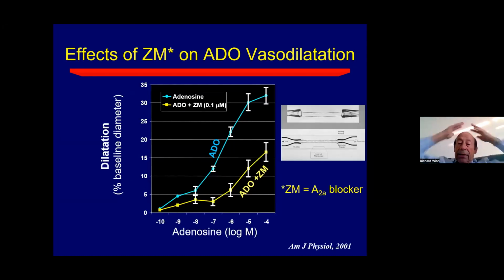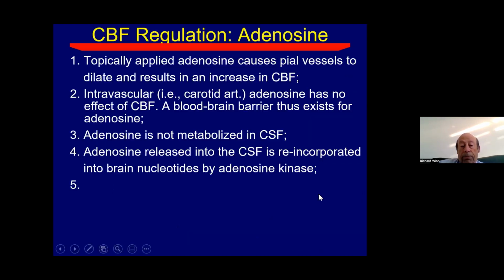So now we go back to the same experiments I showed you in the vessel, and we apply adenosine here. We see a rather vigorous vasodilatation. And now in yellow is adenosine plus ZM, which is an A2A blocker. And you can see there's considerable attenuation, suggesting that the primary mechanism for vasodilatation on vascular smooth muscle in arterioles is through the A2A receptor.